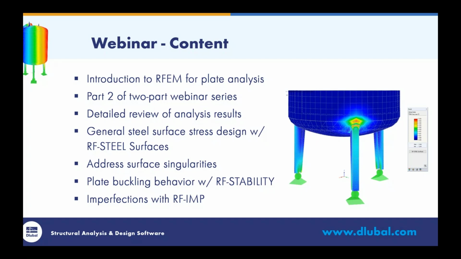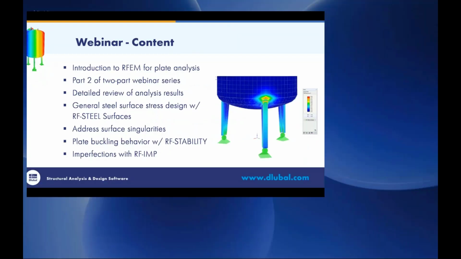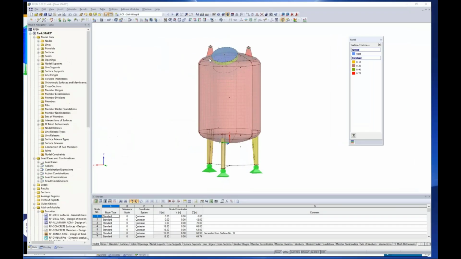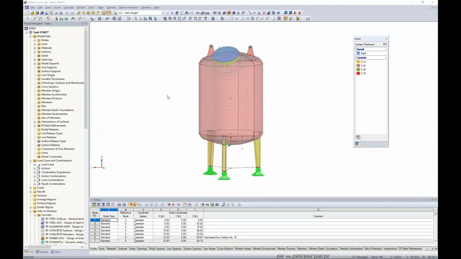I want to also address surface singularities and how we can combat these within an FEA program. We'll also get into our other add-on module, RF-STABILITY, where we'll be looking at plate buckling behavior, and we'll also be relating this to modeling imperfections with our additional add-on module, RF-IMP. So we can get into our example today, and I will jump over to RFEM.